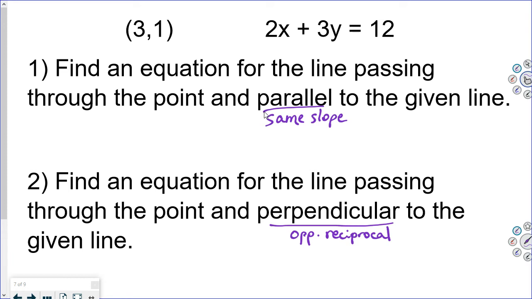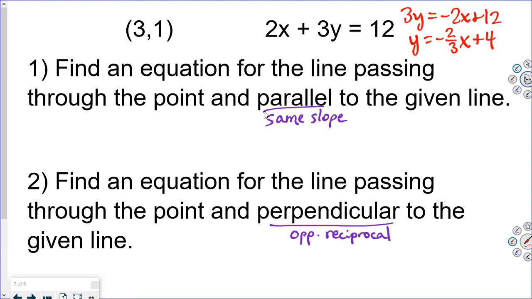Now, notice your equation that you start with up here is not in slope-intercept form. So the first thing we want to do is get it that way. So we're going to subtract the 2x from each side, and we're going to divide. So y equals -2/3 x. We would also divide the 12 by the 3. So you get -2/3 x plus 4.